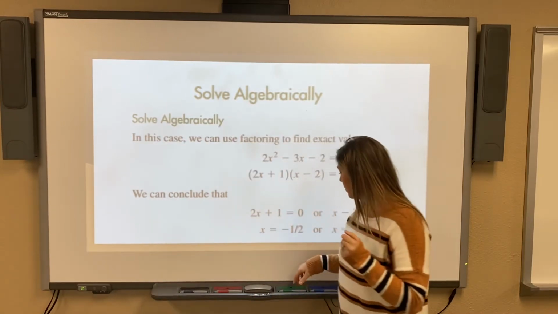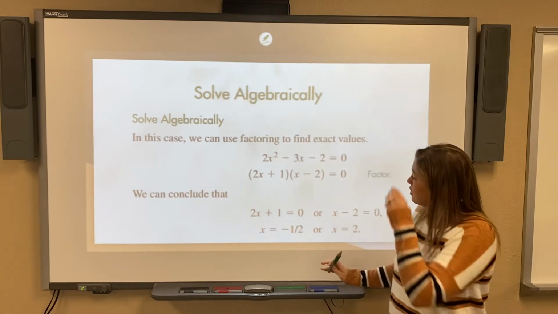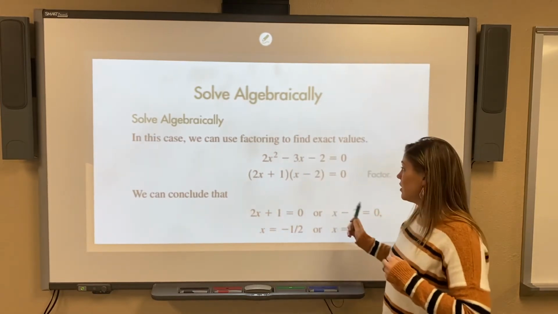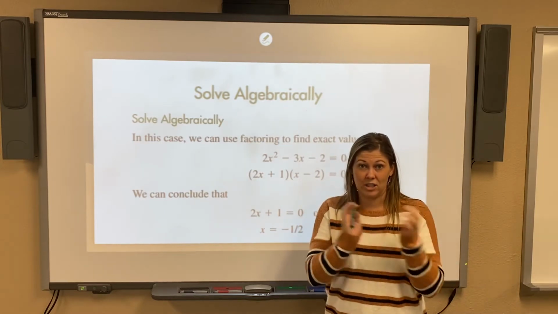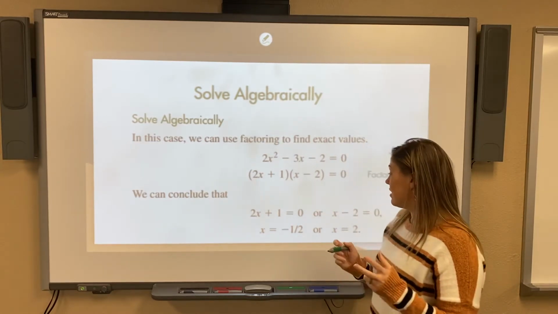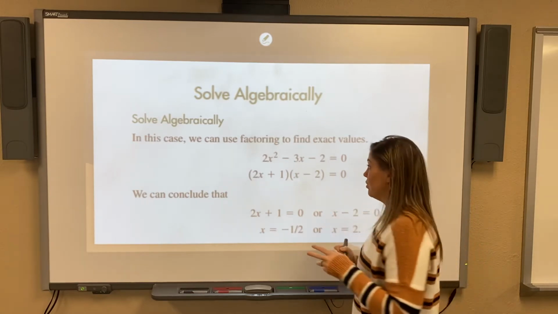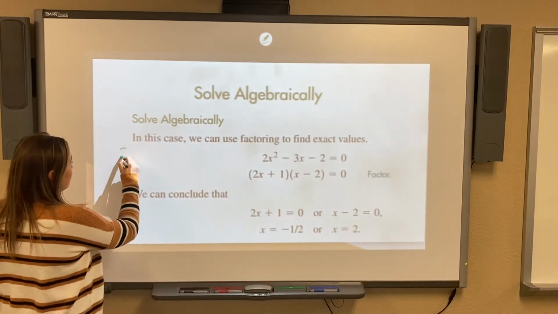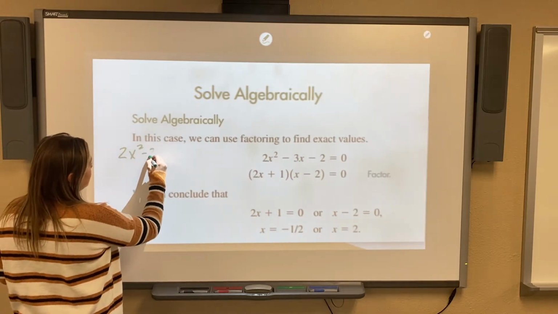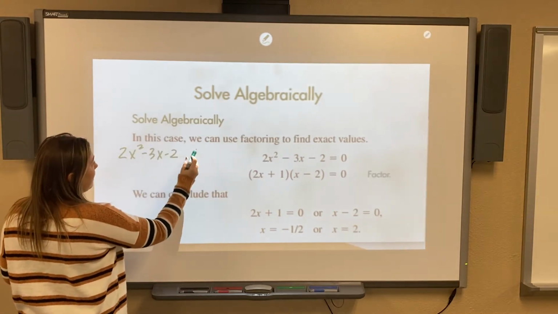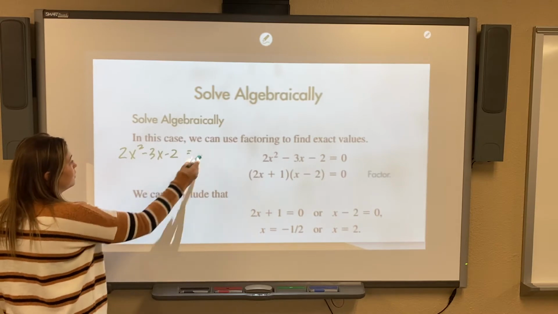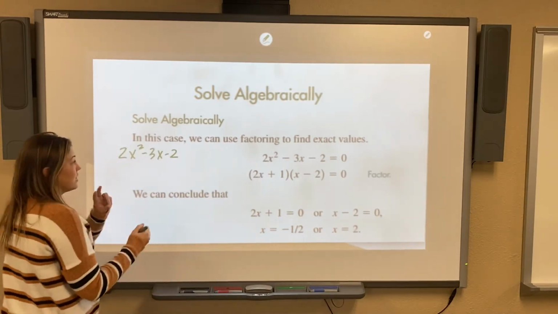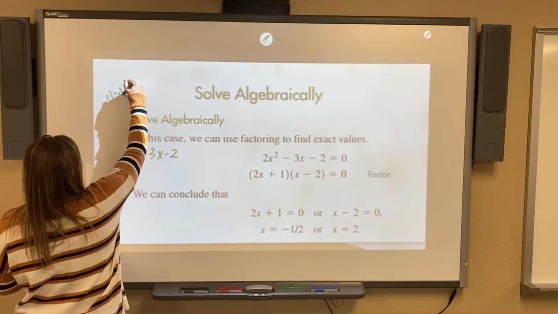Okay, so in this case, we can use factoring to find the exact values. So we have 2x squared minus 3x minus 2 still. So we need to break these up into their factors. There are two methods to do this. I like to do the slide and divide method. I'm going to come over here and just work out this one. The 2x squared minus 3x minus 2 basically equals 0. But whenever we factor, we don't really need that equals 0. The slide and divide method is how I teach it.